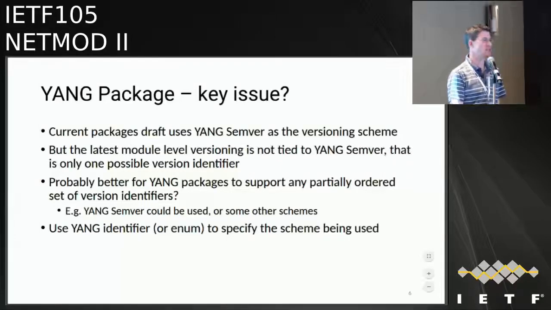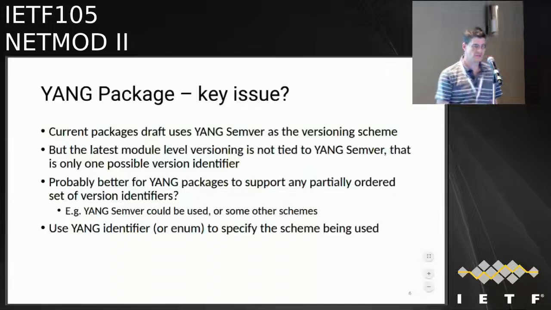Then the question is how flexible are you in that? How do you do that? Do you have an identifier or an enumeration to identify the different schemes? I'm not sure we want to have a huge proliferation of them, because every single different scheme will have impact on clients that need to be able to compare these things. But at the same time, tying it to Yang Semver might be a mistake. Does anyone have any thoughts or opinions on this?